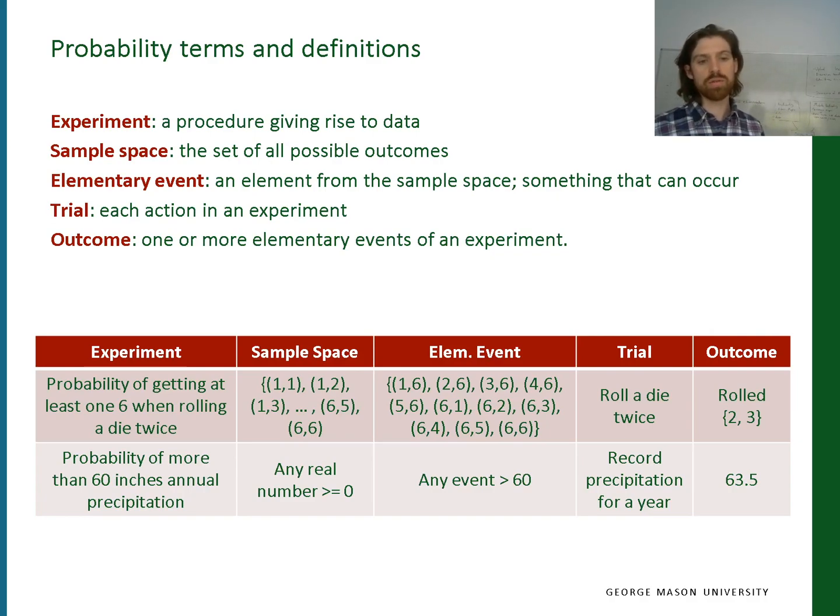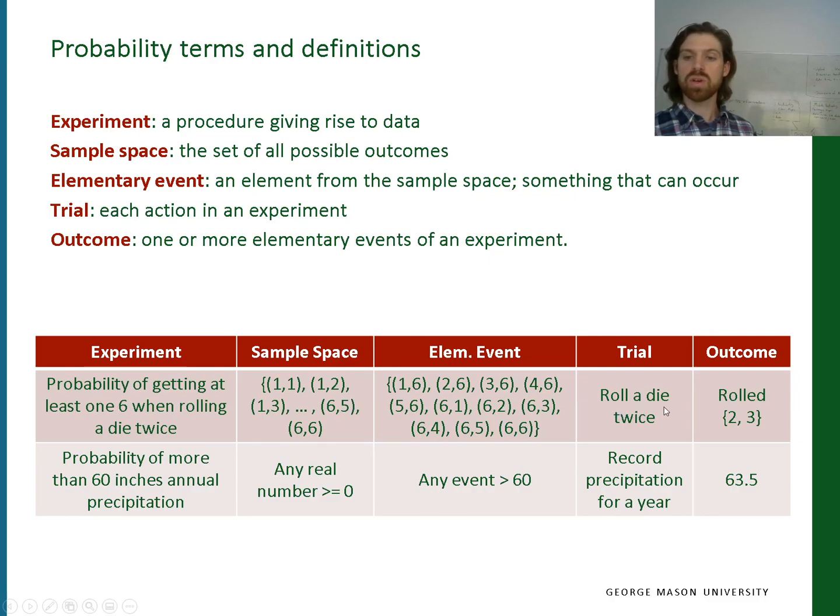So in terms of the probability of getting at least one 6 when rolling a die twice, the sample space is quite large. It's going to be every single possible combination that those numbers could be. The elementary events are all of those events which are essentially the aim for the experiment, the hypothesis that we have. So that's any event here that contains a 6. They're all elementary events that meet the criteria we specify.